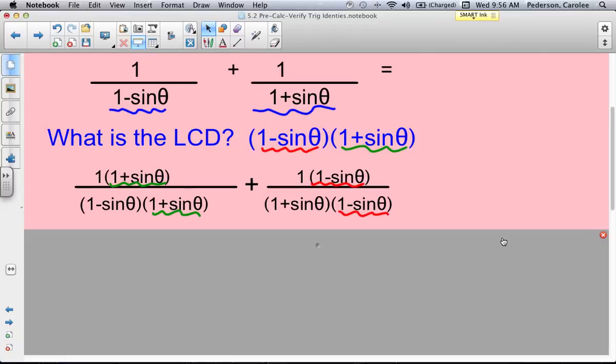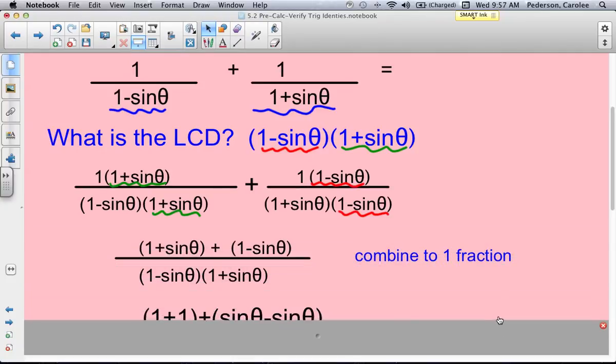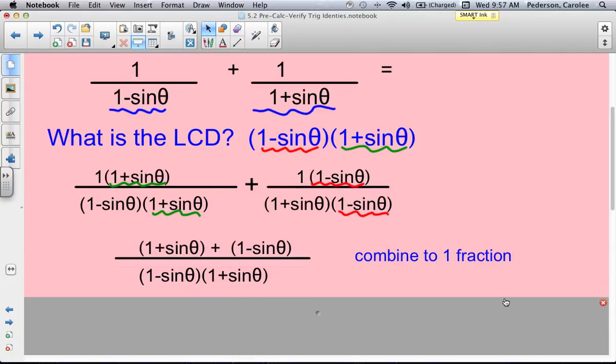If you're comfortable doing it all in one shot too, going from this middle step that I just showed you down to here, that's fine also, if you don't like that middle step. All right, help me with the next step. What do I want to do next? Foil the bottom. What about the numerator? You can add them, you can clean them up.